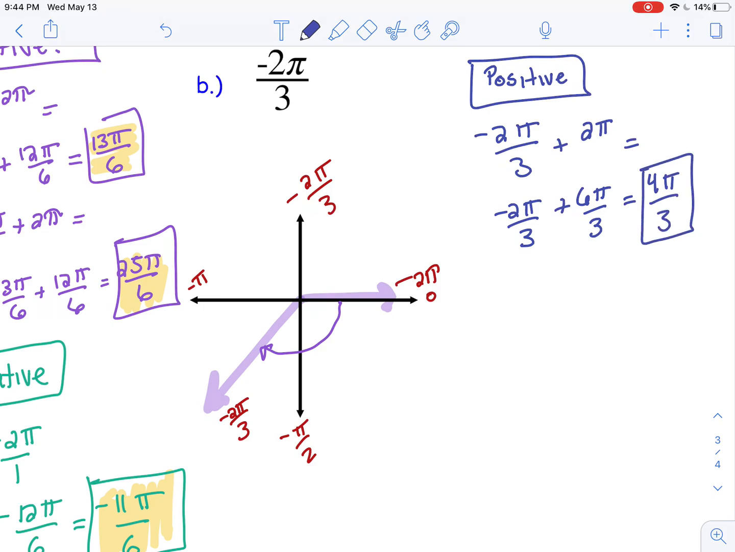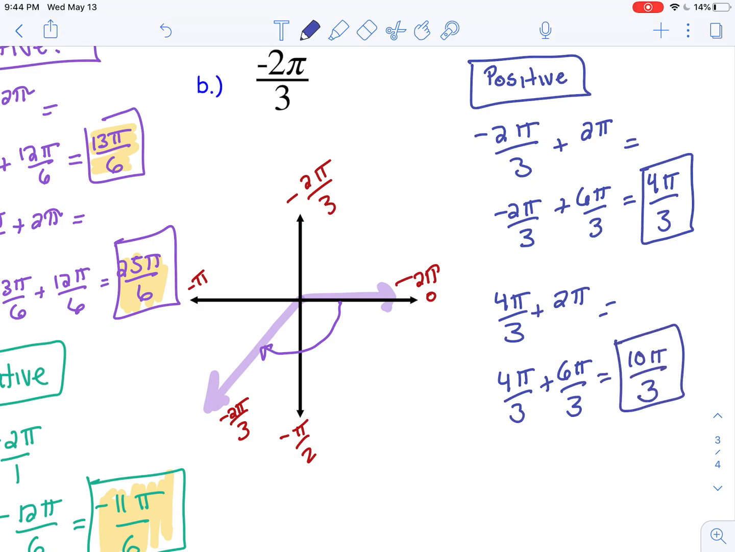That's a positive coterminal. I can add another rotation of 2 pi to that. So I have 4 pi over 3 plus 6 pi over 3 gives me 10 pi over 3. There's 2 positive coterminal angles. They have the same terminating side as negative 2 pi over 3.